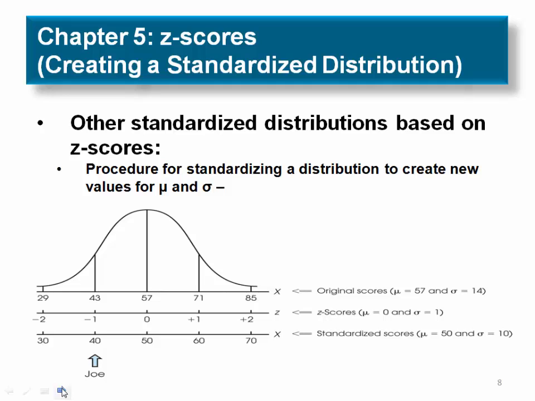Finally, we have added a third scale showing the standardized scores where the mean is 50 and the standard deviation is 10. For the standardized scores, Joe is located at x equals 40. Note that Joe is always in the same place in the distribution. The only thing that changes is the number that is assigned to Joe. For the original scores, Joe is at 43. For the z-scores, Joe is at -1.00. And for the standardized scores, Joe is at 40.